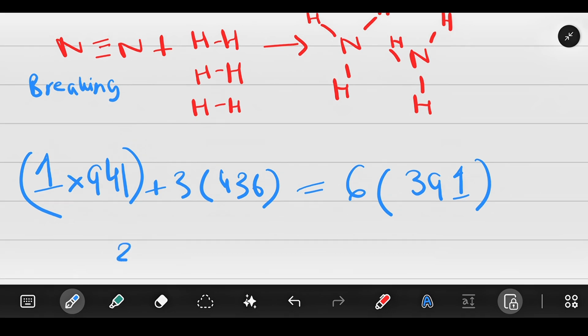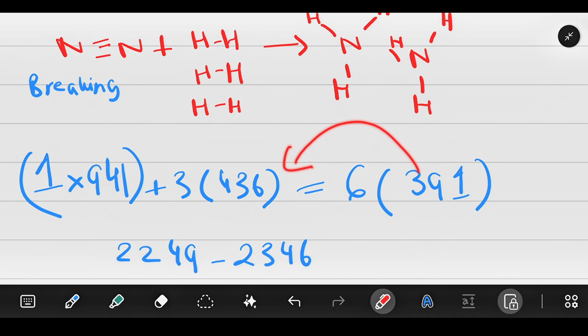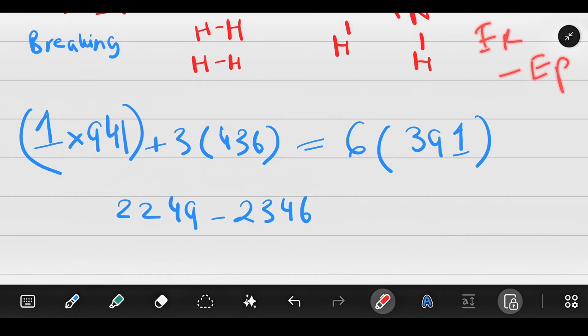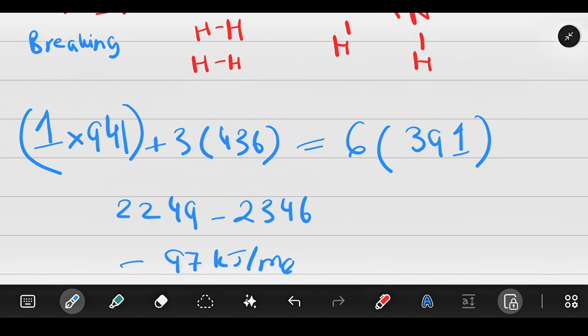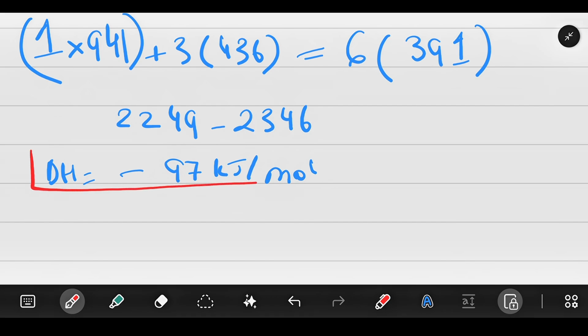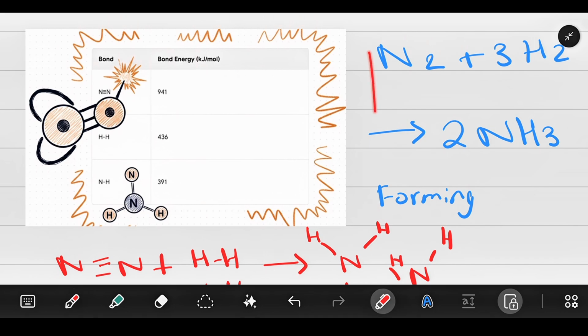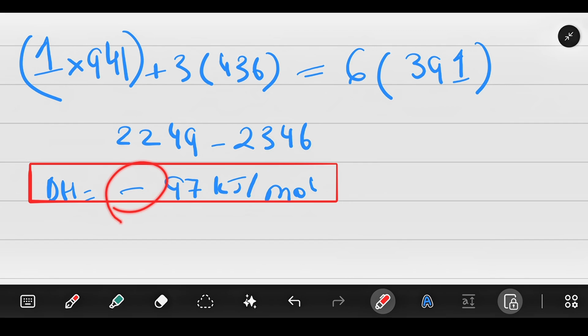I will be getting 2249 minus 2346. The equation that we had was energy of the reactants minus the energy of the products. So this is going to give me an answer of minus 97 kilojoules per mole, and this is the enthalpy change. Now, because my enthalpy change is coming as a negative value, this indicates to me that the above reaction is an exothermic reaction, thus making it a negative enthalpy change, which I'm getting.